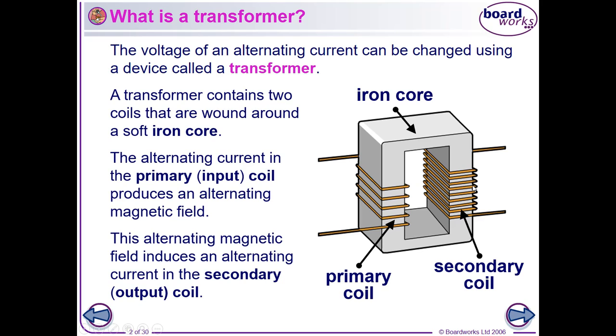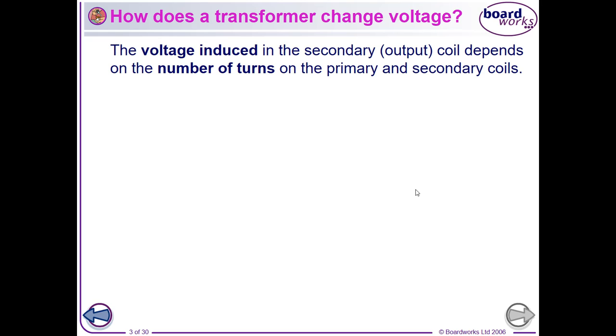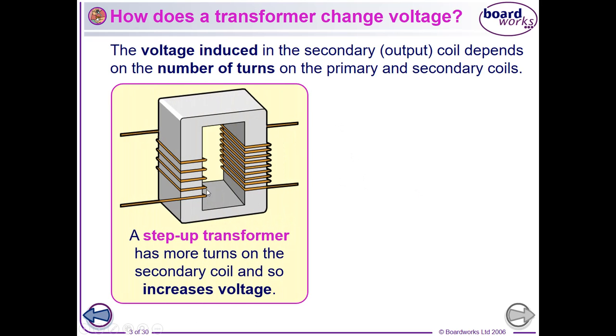For example, when you have your rechargeable toothbrush, you'll see it's plastic, and you put it on the side of a little plastic stand. It's all plastic. There's a transformer: the primary coil is inside the bit you plug into the socket, and the secondary coil is inside your toothbrush. And the electrical energy is transferred across the space by the magnetic field. So the voltage induced depends on the number of turns in the primary and the secondary coil.